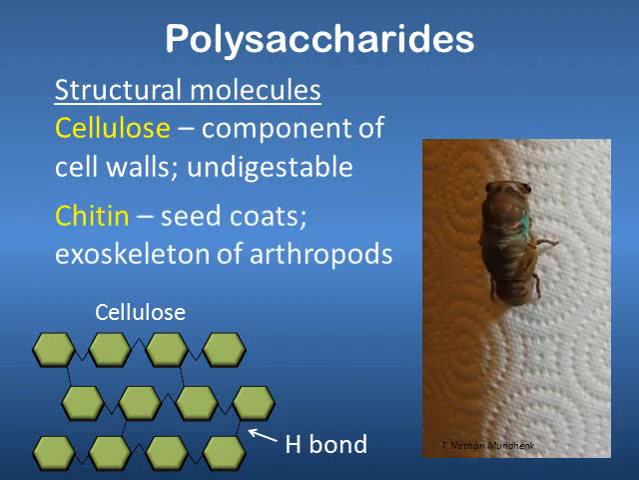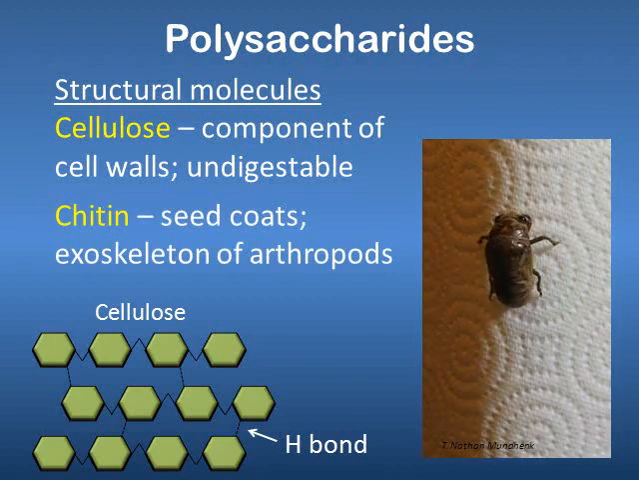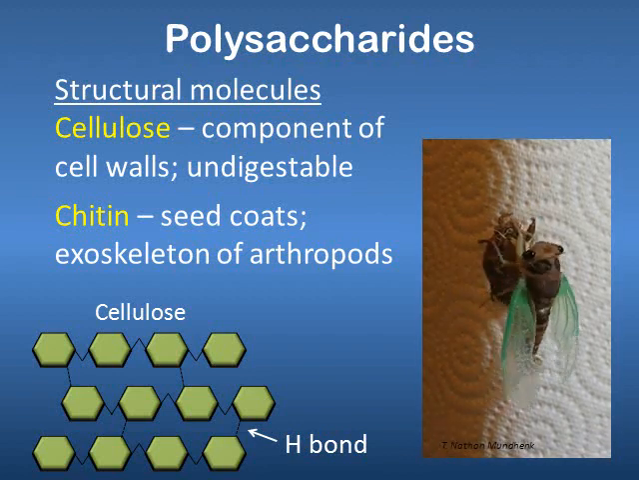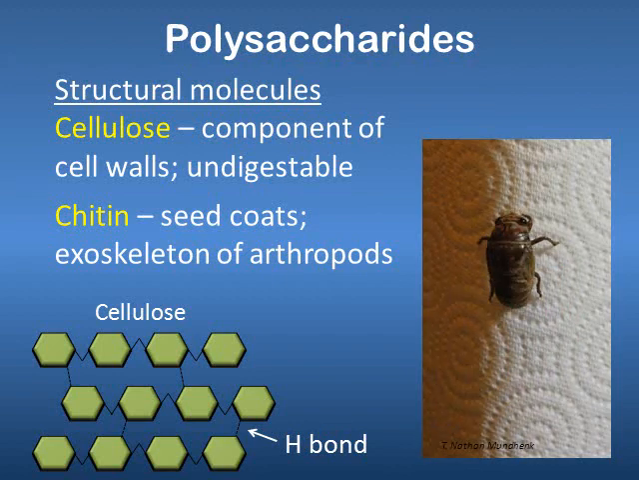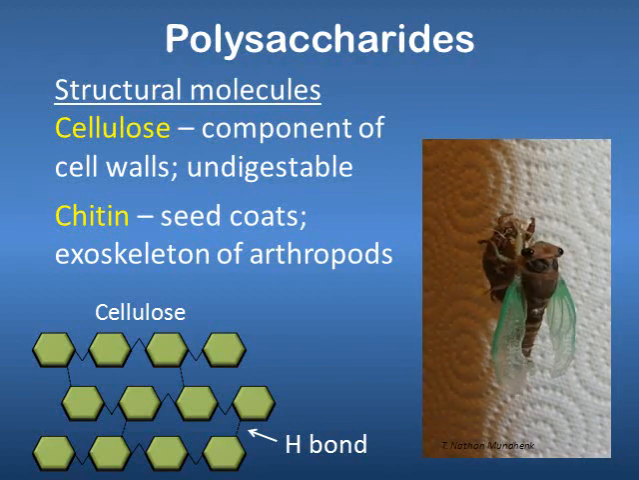Chitin is also a very strong structural carbohydrate that we find in the seed coats of plants to resist fungal attack, and also in the exoskeleton of arthropods, like you can see in this cicada here molting out of its exoskeleton as it grows.